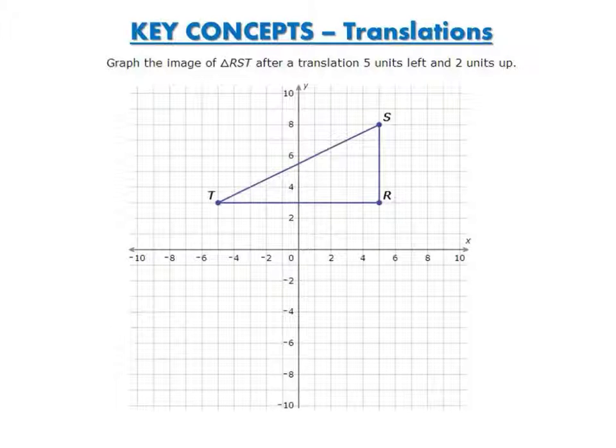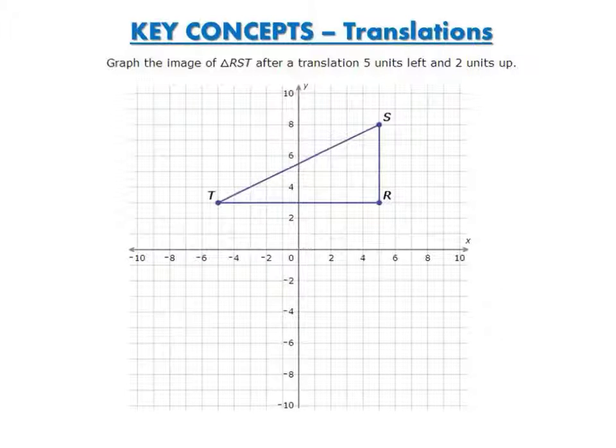All right, here, the first one says to graph this image and to translate it 5 units to the left. So we're going to be moving that 5 units this way and then moving it 2 up. So you're going to be doing 2 different things. We're going to move it 5 units left and then 2 up, and then we're going to put that final image in. So all you're going to do is count.